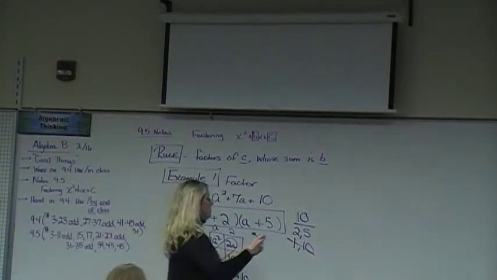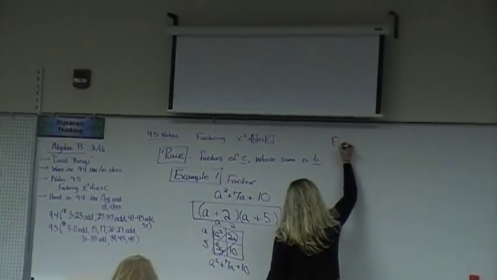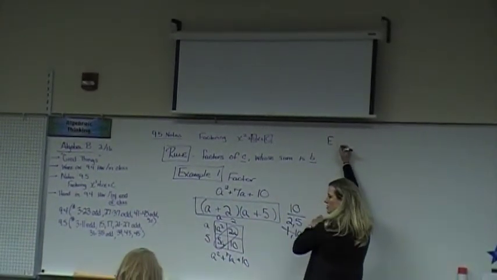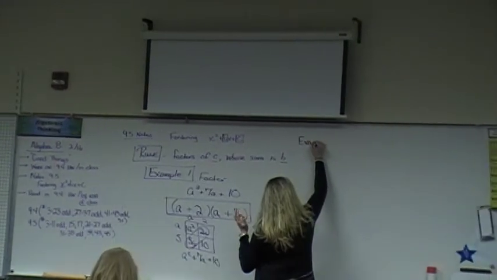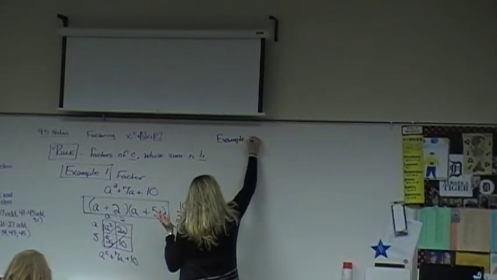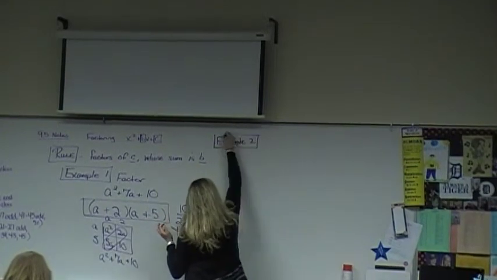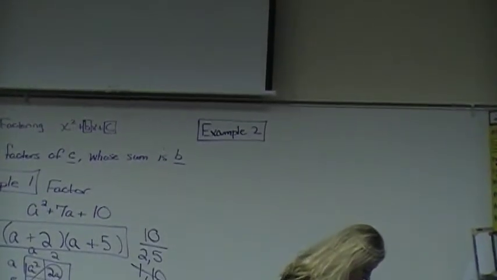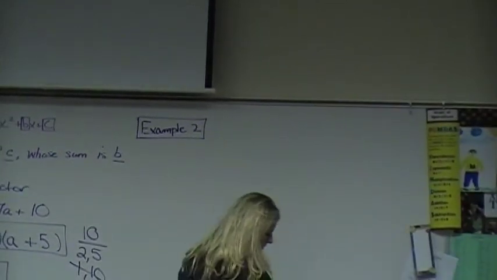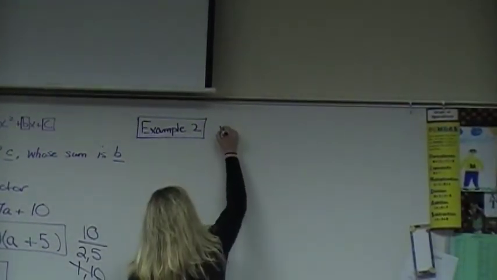All right. Okay. So again, what's our rule? Factors of C, whose sum is B. There's that same rule I want you to continue to ask yourself. Factors of C, whose sum is B. Okay? All right, let's do another one. Let's do one where that middle term is negative. All right, factor again.